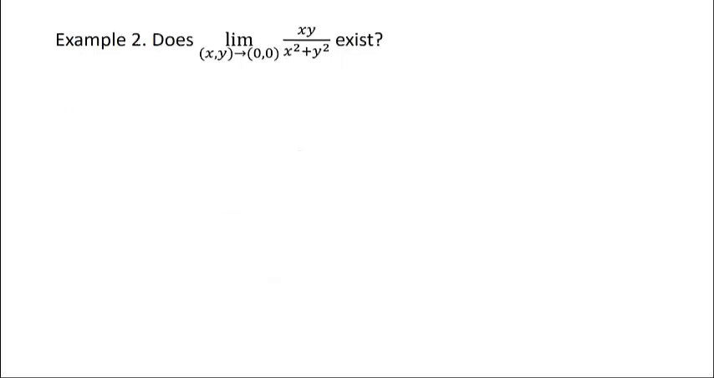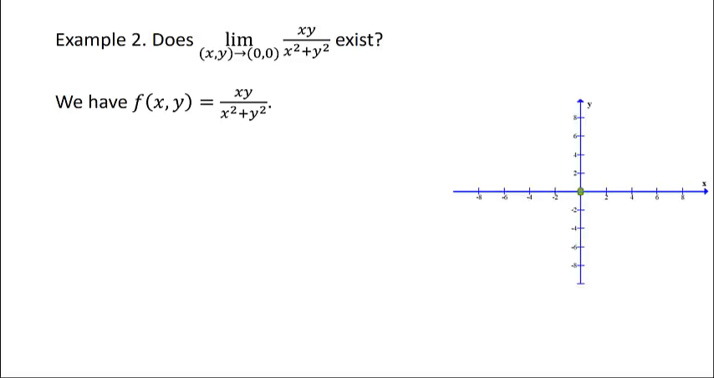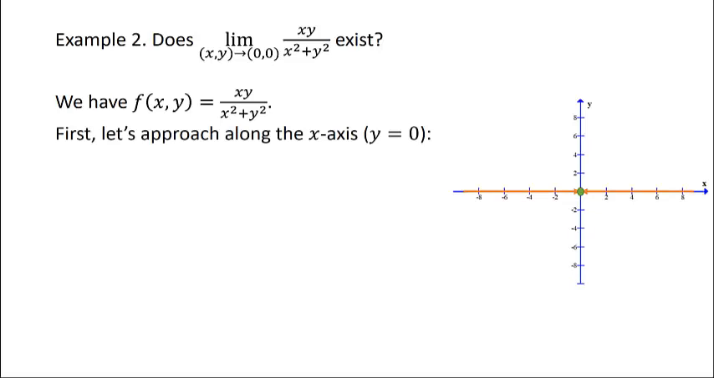Let's do another one. Does the limit as (x, y) approaches the origin of xy over (x squared plus y squared) exist? So here our function is xy over (x squared plus y squared). And again, in this example, we're approaching the point (0, 0). So one way to approach (0, 0) is along the x-axis, which is where y equals 0. If we replace y with 0 in our equation, we have the limit as x approaches 0 of 0 over x squared, which is the limit of 0, which is 0.